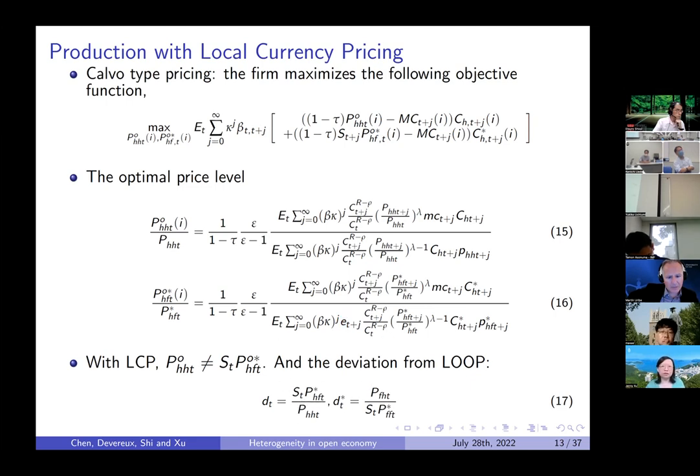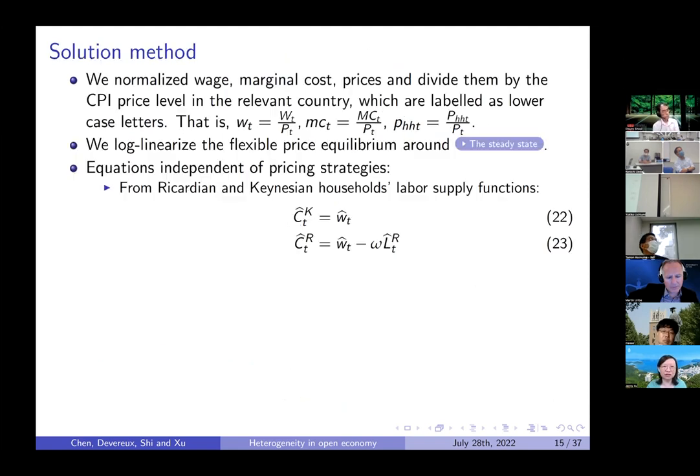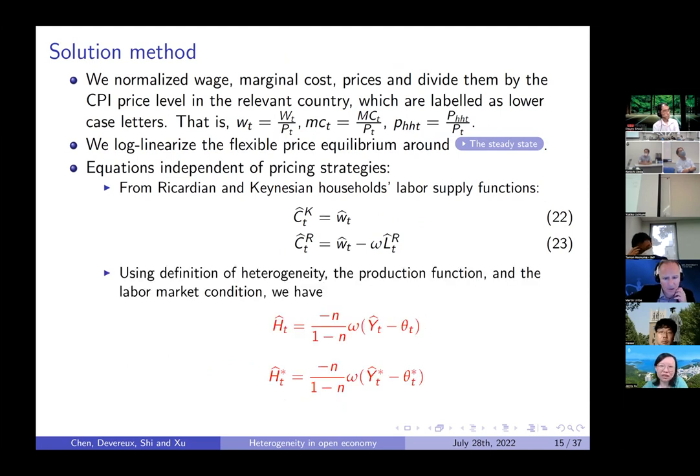Okay. So we have the equilibrium, the goods market, the labor market, and then we are going to define the terms of trade. All this is very standard. We solve the model by normalizing the wage by the domestic CPI price, and then doing the log linearization. There are several equations I want to mention. These equations are independent of pricing strategies. You can see very clearly that the consumption of the Keynesian household is just the wage. However, the consumption of the Ricardian household is going to be equal to the wage minus this omega times L_t^R. This comes from the labor supply function.